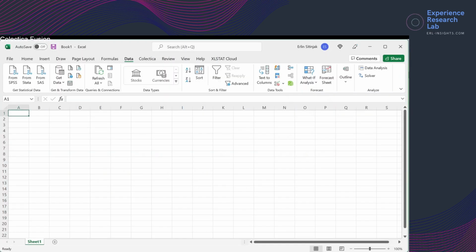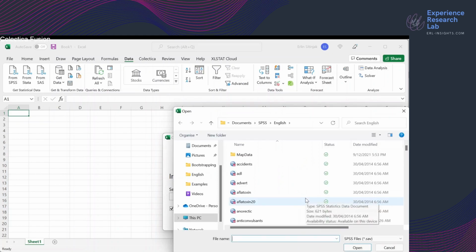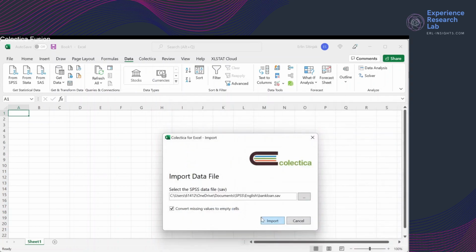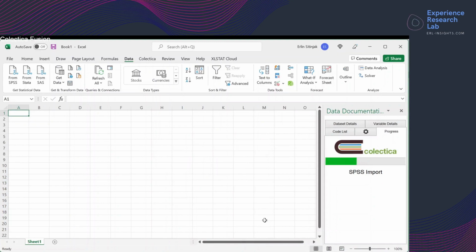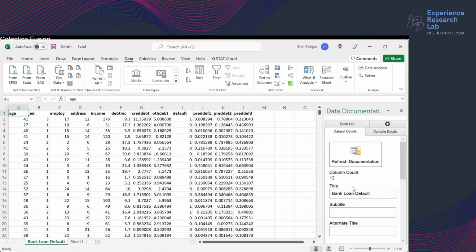But before I run the analysis, I will first import the SPSS files by clicking From SPSS. When the dialog box pops up, I will click this button with three dots here and locate the folder where the dataset file I want to analyze belongs. So the file name is bank loan. It's selected here and then click open. To import the files, I simply click import.